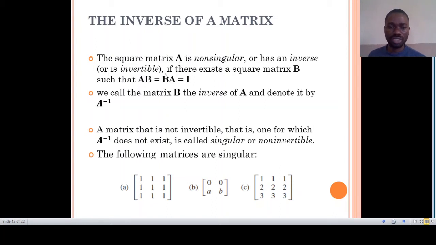The square matrix A is not singular, or has an inverse, or is invertible, if there can exist a square matrix B such that A multiplied by B is equal to B multiplied by A is equal to I. Don't forget that I is the same thing as a unit matrix, and a unit matrix simply means 1. Imagine you are saying 2 divided by 2, what are you going to get? You are still going to get 1. That is what they are saying here.